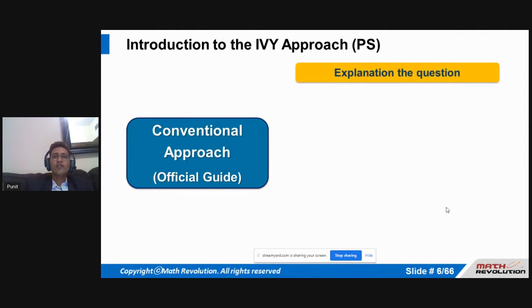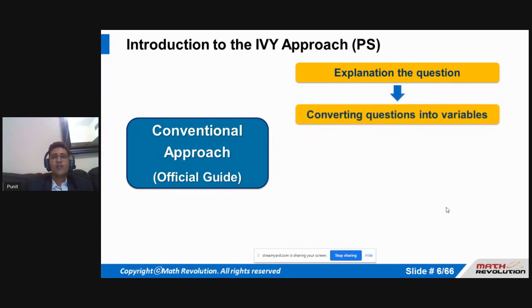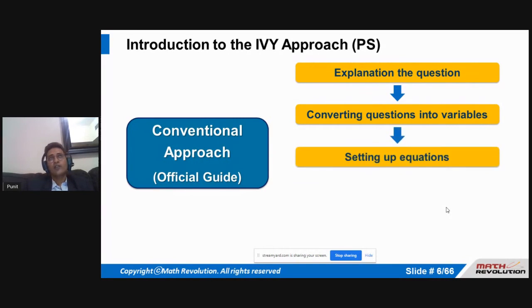When we talk about the conventional approach, how does the conventional approach take a particular solution to the question? So there would be a question, then you need to convert those questions into variables. After converting the question into variables, you will set up the equations. So you have a question, then you're comprehending it, and then assigning a variable to it. After assigning the variable to it, you are setting up equations, post which you start doing your calculations.